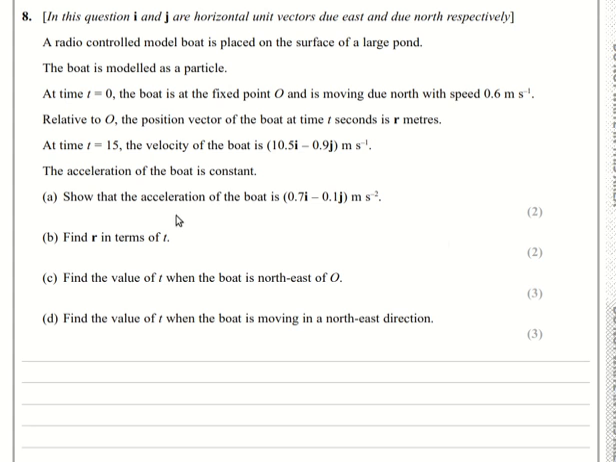I'm just looking at this now and I'm thinking, okay, so it's a vectors question. It's got i's and j's in it. You know how much I've spoken about how much I hate those i's and j's. And I see this line here: the acceleration of the boat is constant. And as soon as I see something like that, I think SUVAT. So I know this question is going to be built around the SUVAT equations.